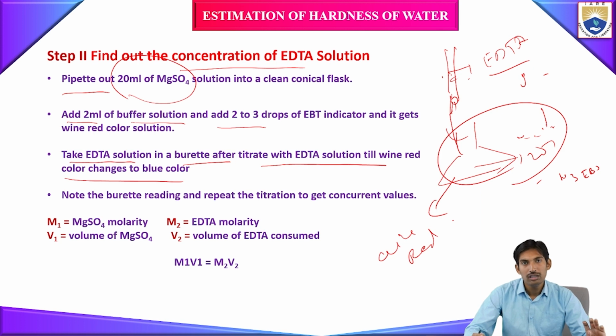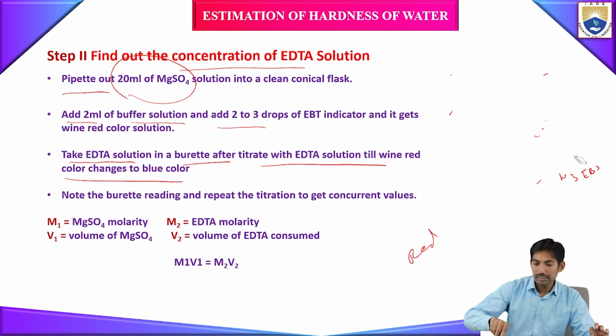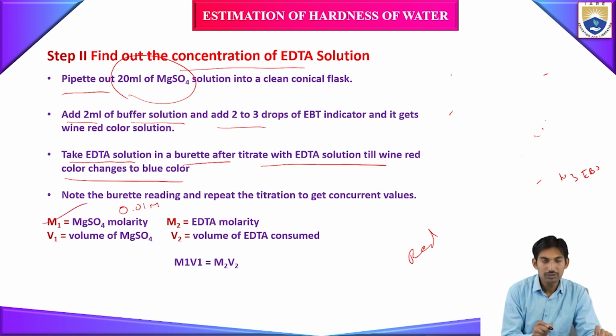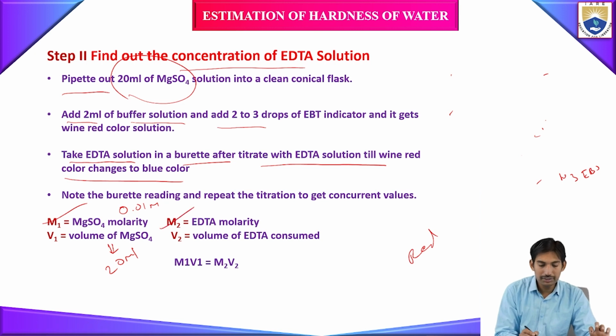The blue color is due to the stable complexation of magnesium and EDTA. If you further add EDTA, the free indicator is released into the solution. At pH 10, the EBT indicator color is blue. So the color changes completely from wine red to blue. That is the end point here. So note down the end point, titrant and titrand values. See here, M1 is magnesium sulfate molarity. What is that? 0.01 molar we have prepared. The volume of magnesium sulfate, how much have you taken? 20 ml you have taken in the conical flask. M2, EDTA molarity, we don't know.